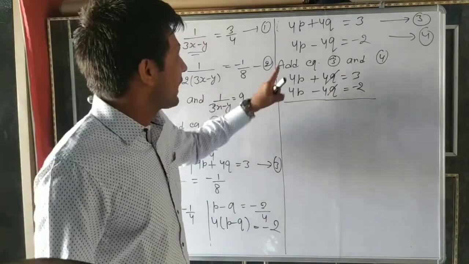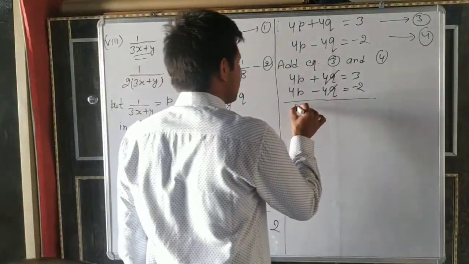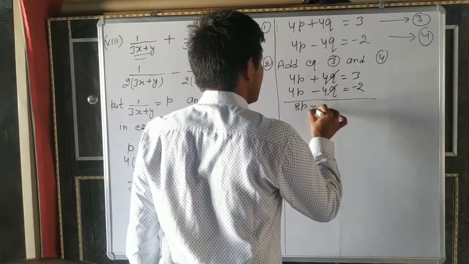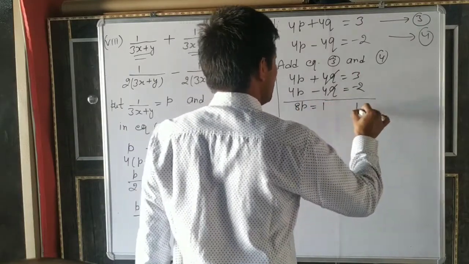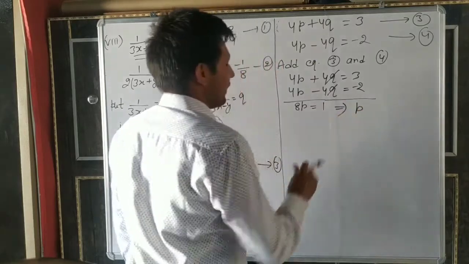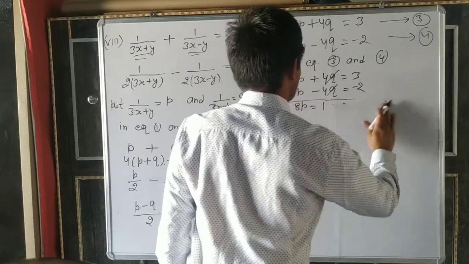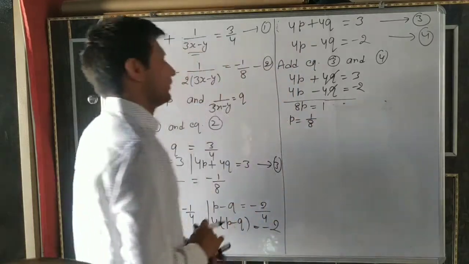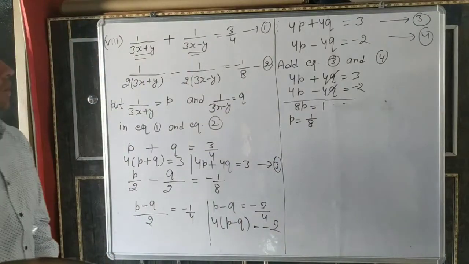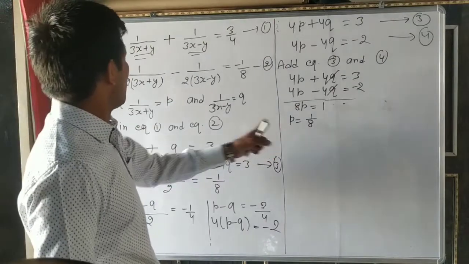Always remember, whenever we write subtract, then we change the sign. 4p plus 4p is 8p equal to 1. So the value of p becomes p equal to 1 upon 8. Now we have to find the value of q also.